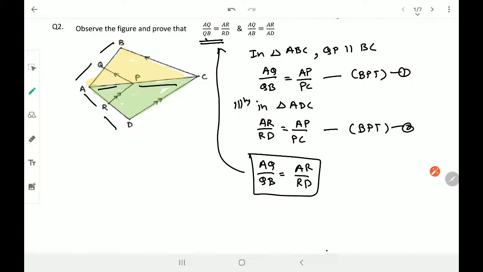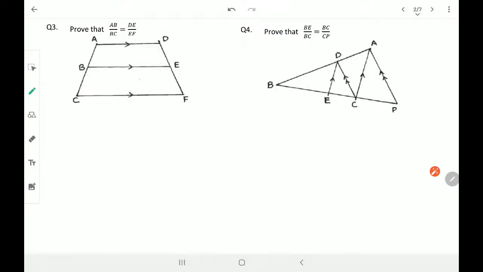Now how to get the second one? Check it out. AQ upon AB it is said. So you can easily understand you have to use the second form of BPT, right? And the process remains the same. So you can complete it easily. It's not a big deal, right? I'll go for the next one now.